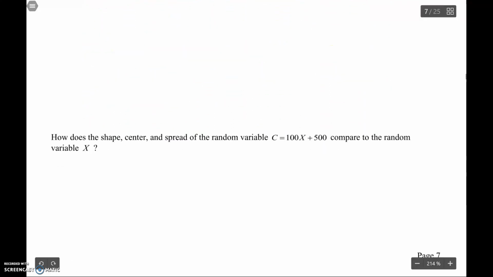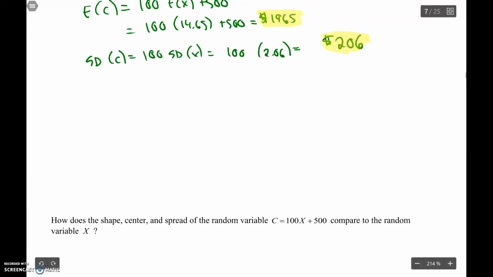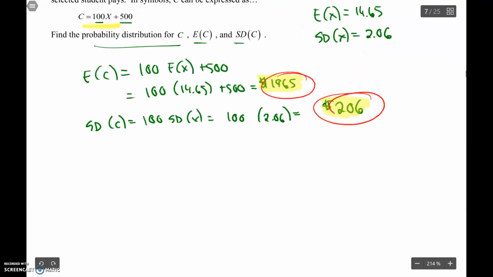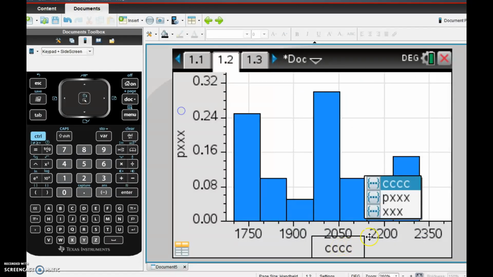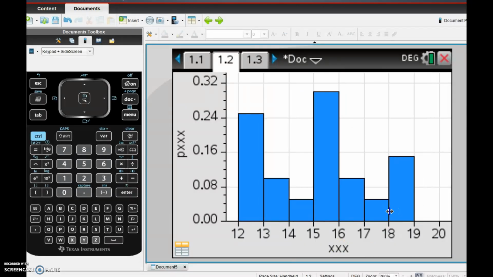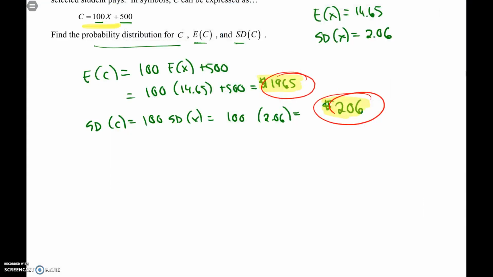How does the shape, center, and spread change? Well, the center changes like that, the spread changes like that, and the shape doesn't change at all. Scale changes, but the shape doesn't.